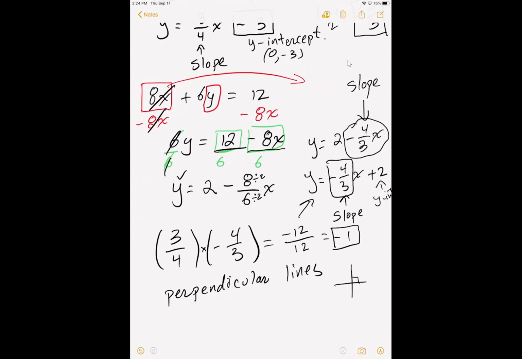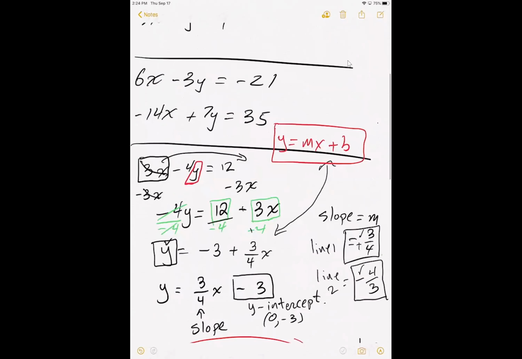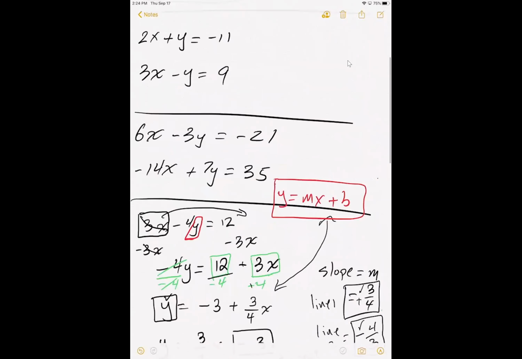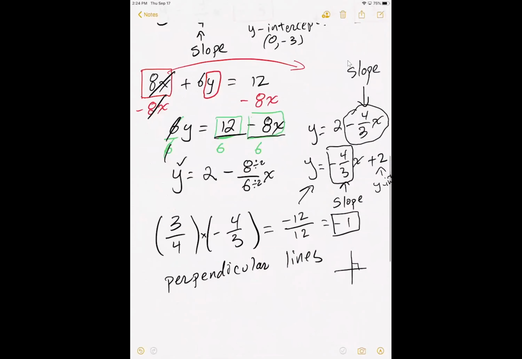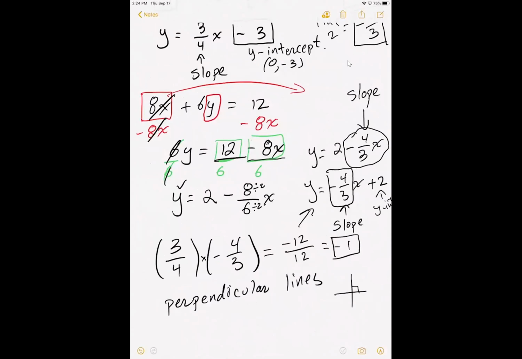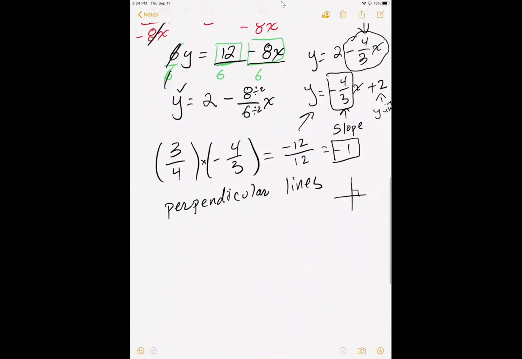Okay. If you don't want to remember that, that's fine. Just know that if they are the same, they are parallel. If they are opposite and reciprocal, meaning opposite sign and flipped, then they are perpendicular. Otherwise they are neither perpendicular nor parallel. So that is the question with this particular problem, how to determine if they are parallel or perpendicular, like what we did yesterday.